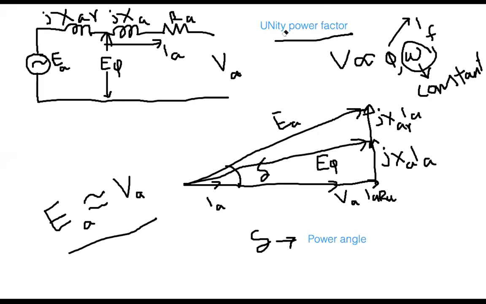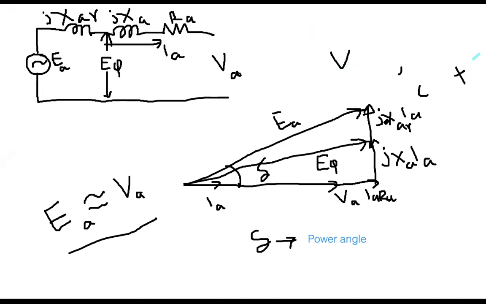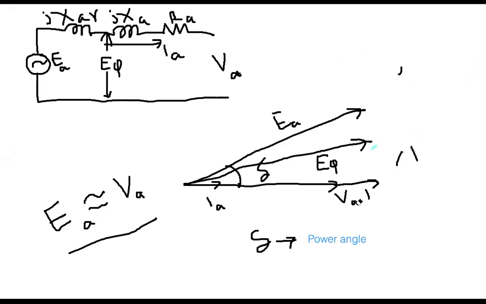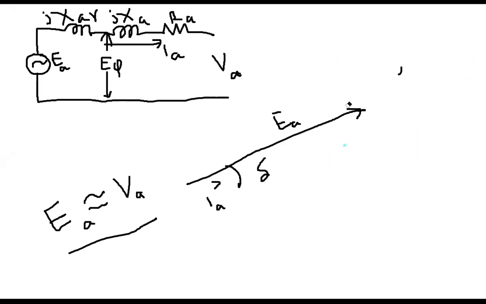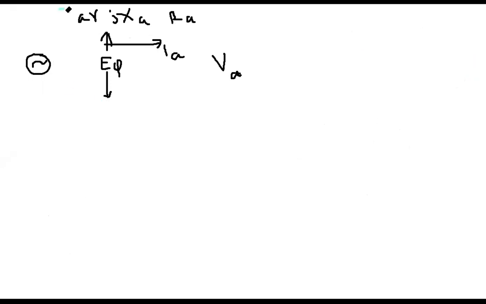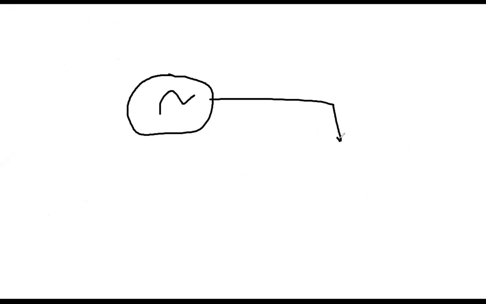Once again to the whiteboard. Let me clean up all these things. Okay, so what I am saying is, for example, this is one generator and this is powering a customer. It is powering the customer.